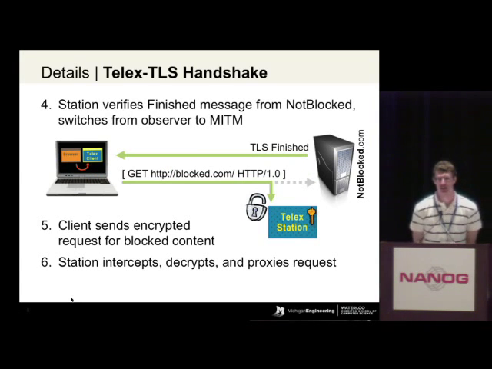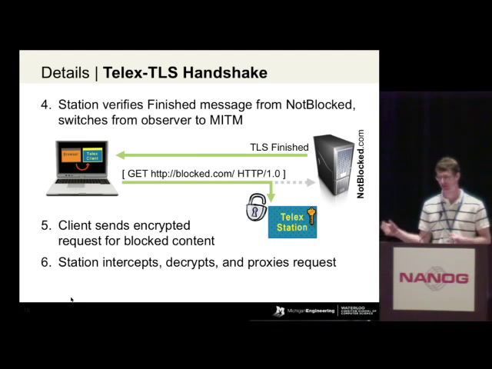And so finally, the Telex station makes sure that it has gotten all this math right, and it looks at the finished message, which is an encrypted and authenticated digest of the previous messages in the handshake. And once it has verified that, yes, it indeed does have the shared secret between the server and the client, it turns into an active man-in-the-middle. And now we get to actually receive all of the packets from the client, read what they are, and we can spoof as notblocked.com and re-encrypt things on the way back. And so at this point, the client sends the GET request for blocked.com encrypted with the shared secret of the TLS connection.